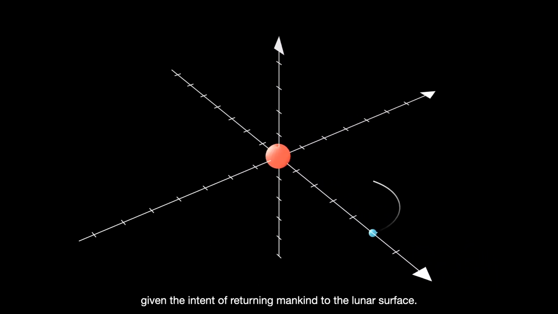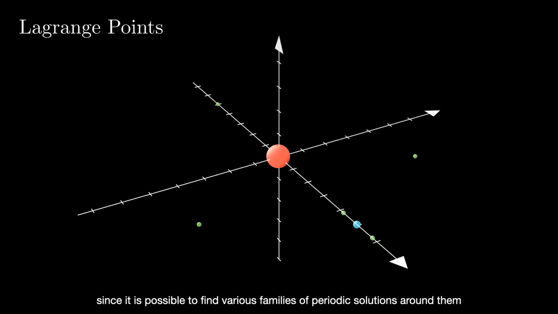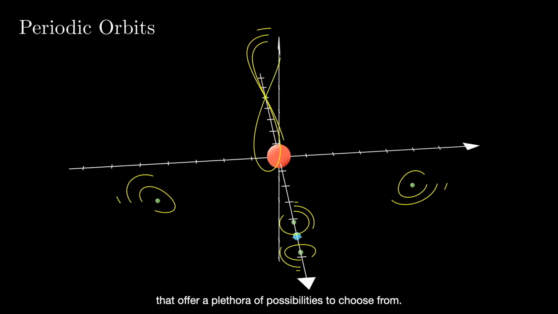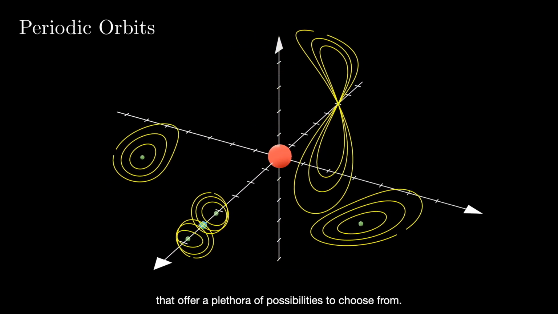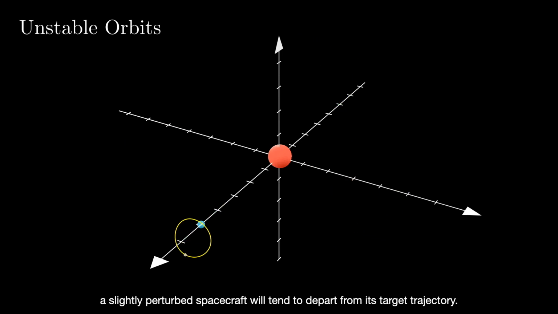lunar surface. Most missions within this context target operation near the problem's 5 equilibrium Lagrange points, since it is possible to find various families of periodic solutions around them that offer a plethora of possibilities to choose from. However, these orbits are typically unstable, meaning that a slightly perturbed spacecraft will tend to depart from its target trajectory.